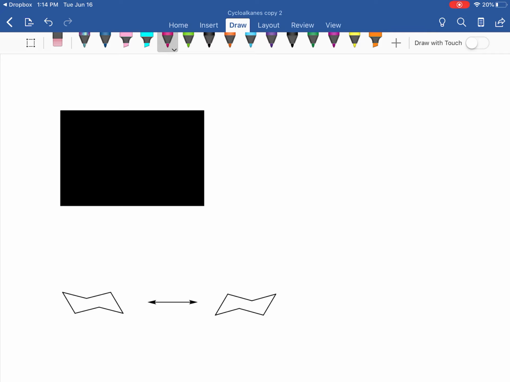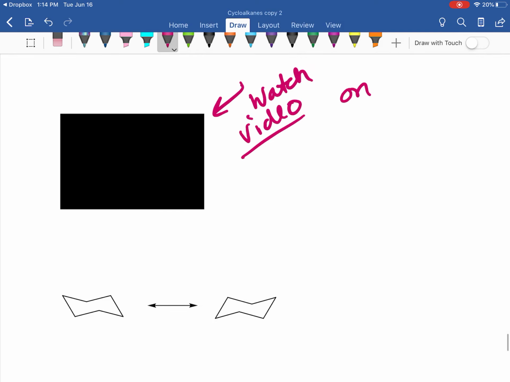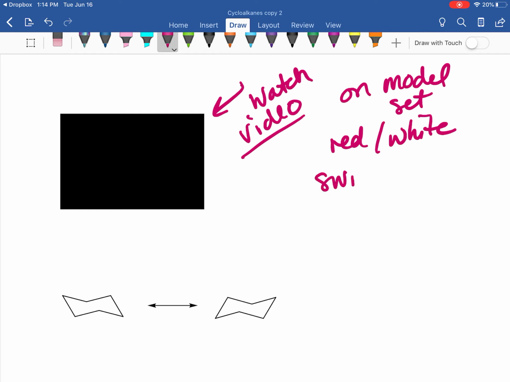So what I did was take my model set and have my daughter shoot a little video. You want to pause and grab that PDF or that Word document and watch this video. There should be an embedded video on what the chair flip looks like on a model set. And I color coded. You're going to have red and white balls, and I want you to notice that they switch.